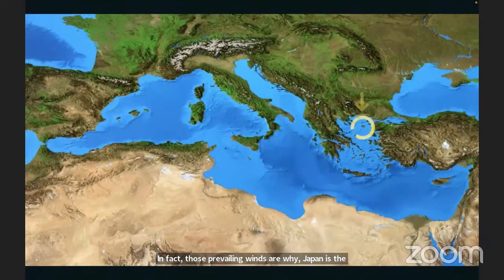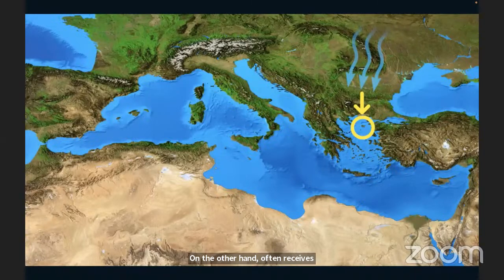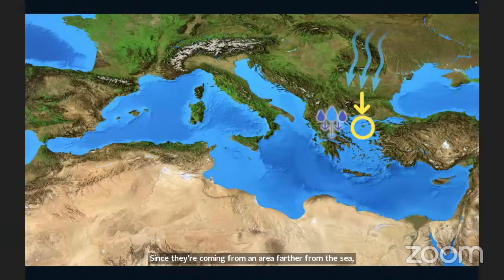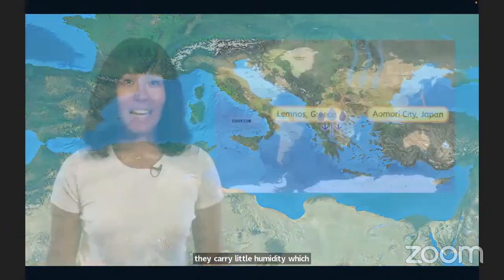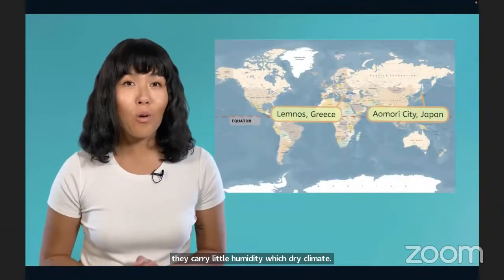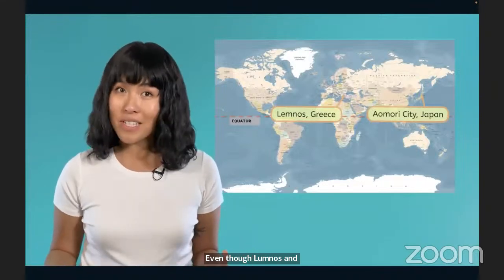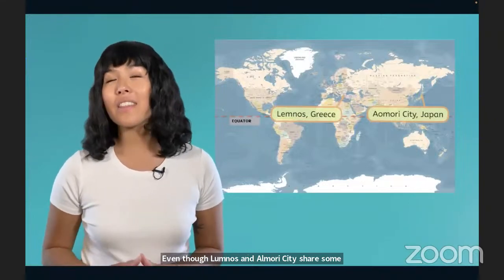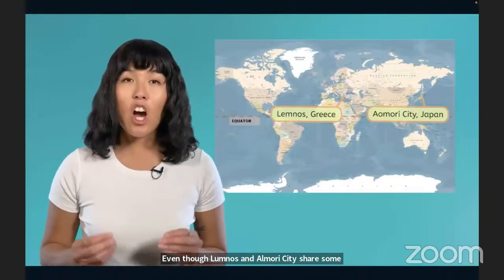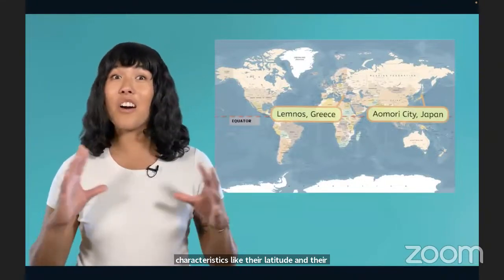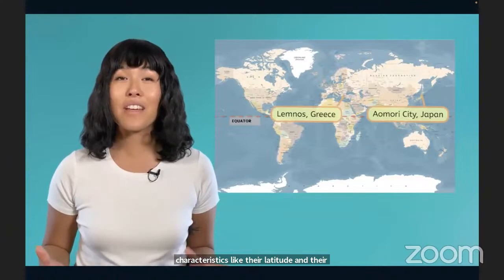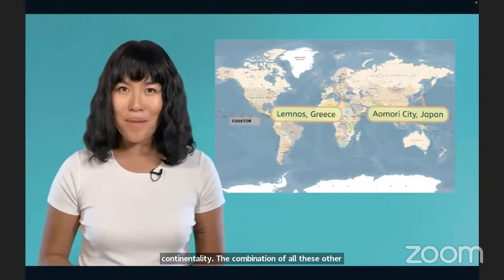On the other hand, Lemnos often receives prevailing northeasterly winds, which blow from continental Europe. Since they're coming from an area farther from the sea, they carry little humidity, which explains the dry climate. Even though Lemnos and Aomori City share some characteristics like their latitude and their continentality, the combination of all these other factors results in them having significantly different climates.